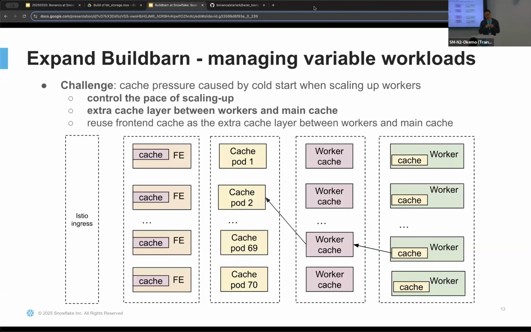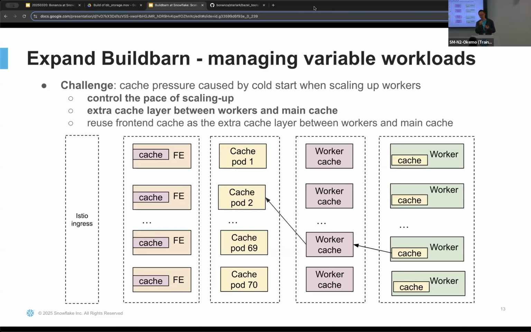So this auto scaling worked well, but also brought another challenge to us: the cache pressure caused by the cold start when scaling up workers. Specifically, when you scale up new workers, the new worker has an empty cache. Then when the new worker starts processing build actions, it needs to talk to the main cache to fetch a lot of inputs. Considering that you scale up a lot of new workers simultaneously, it will generate a lot of cache traffic to the main cache.